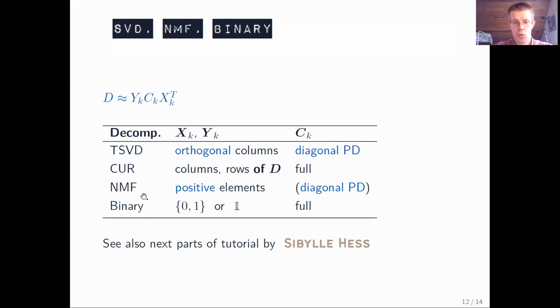Non-negative matrix factorization is also a part of this tutorial. Actually you don't need this C, you can just do with Y and X. And here you need positive elements, which is really a different cup of tea compared to the orthogonal columns. So orthogonal columns cannot be all positive, that's impossible. And then the most severe constraint is binary, where you can say, okay, these elements are just 0 or 1, but we only have one per row or column. Very attractive topic, and we hope you enjoy the rest of this tutorial as well.